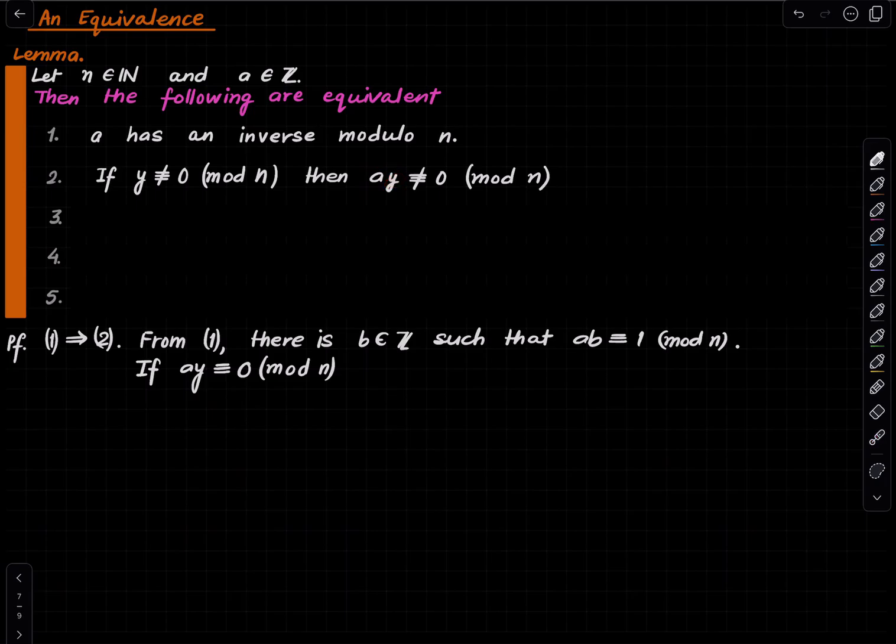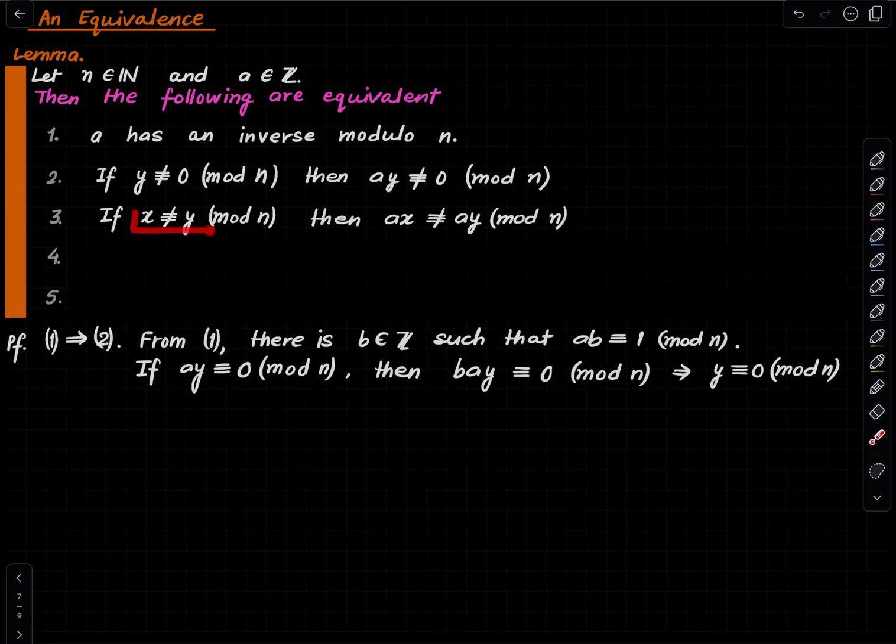So if ay is divisible by n, meaning ay is congruent to 0 mod n, then multiply by b on both sides. We just multiplied by b on both sides. But a times b is congruent to 1 modulo n. That's how b was chosen. So that gives y is congruent to 0. Basic modular arithmetic. Very simple. Okay, next.